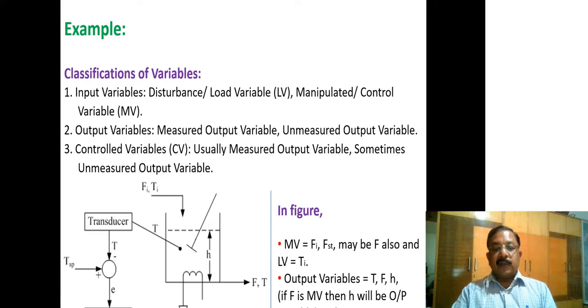The output variables associated with the example shown are temperature, flow rate, and height of the liquid. If flow rate of the output is a manipulated variable, then h will be the output variable. And finally, the controlled variable CV is the temperature of the tank fluid and height of the liquid in the tank. So, with these details, we'll proceed to understand the functioning of the controller in part 2.